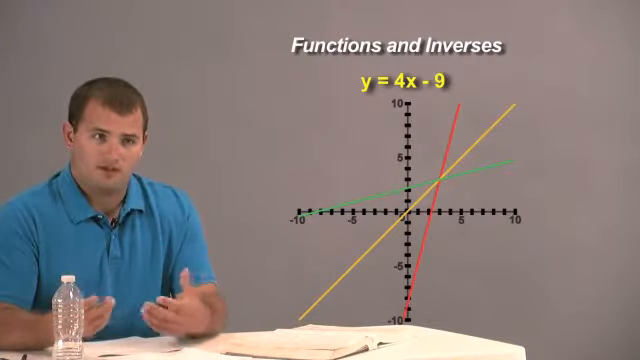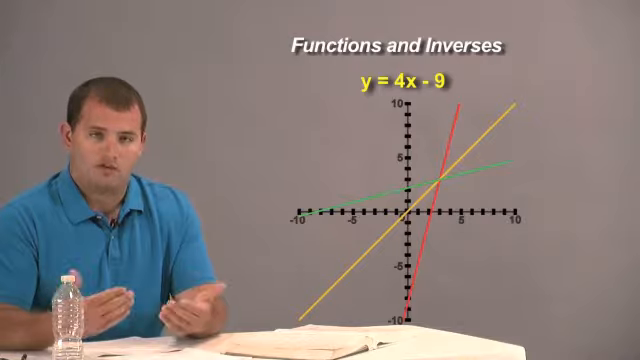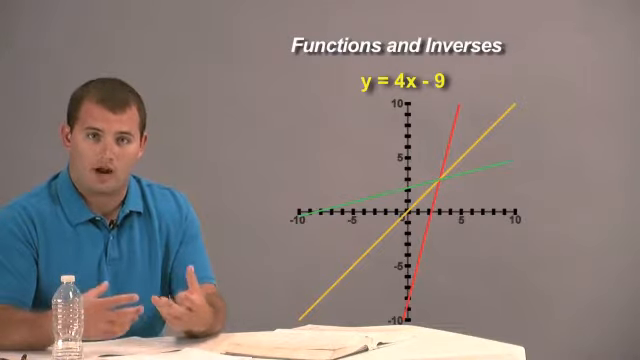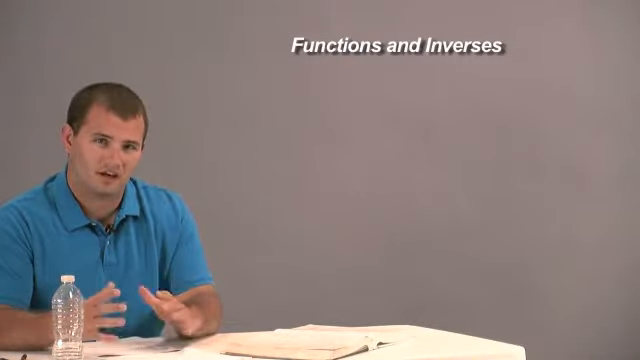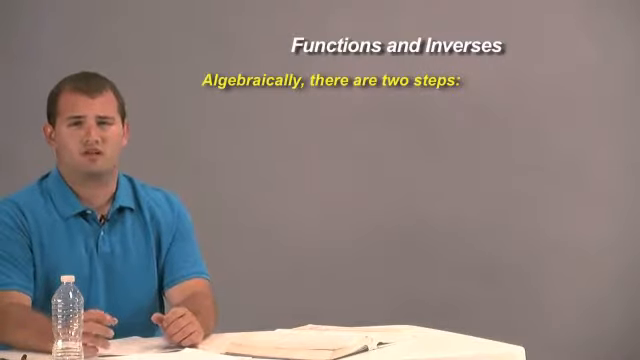This folding method is the way that we can look at the domain and range of an inverse function and find the inverse graphically. Now let's move to the algebraic method of finding the inverse. And this gets a little hairy, so just bear with me. Algebraically, there are two steps.